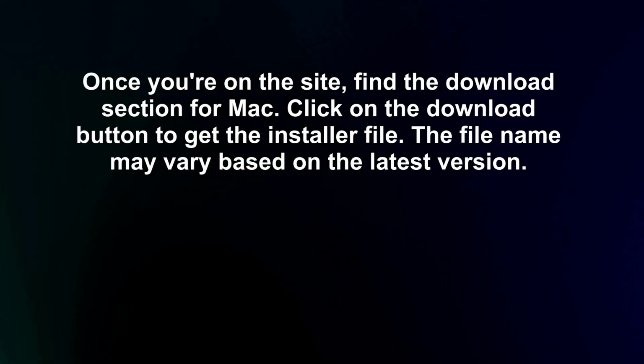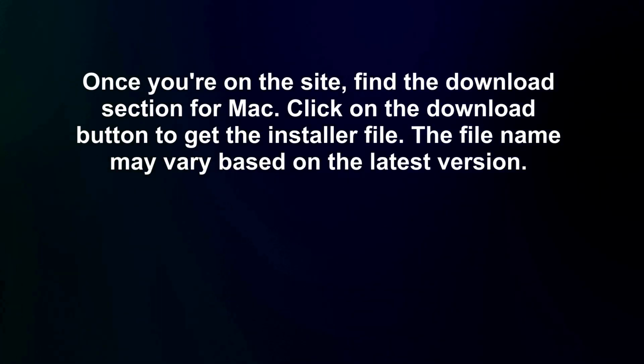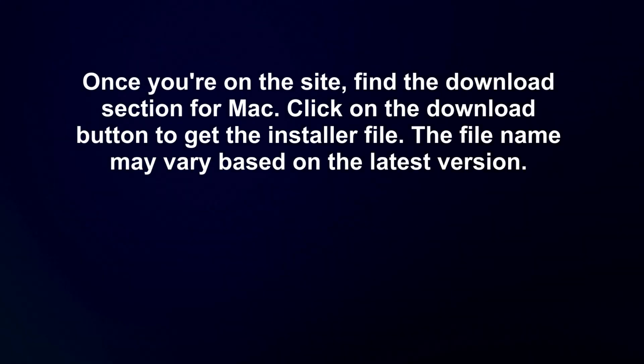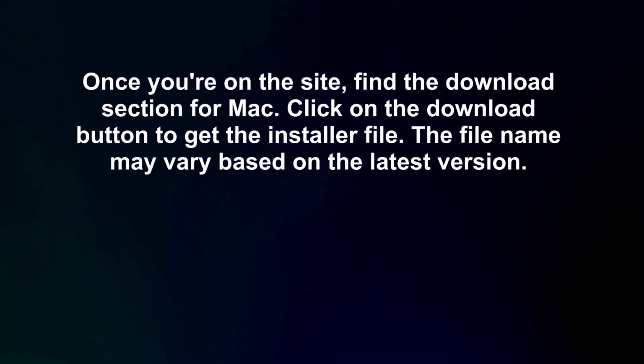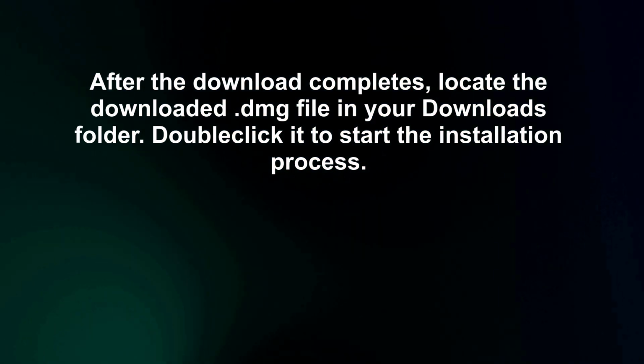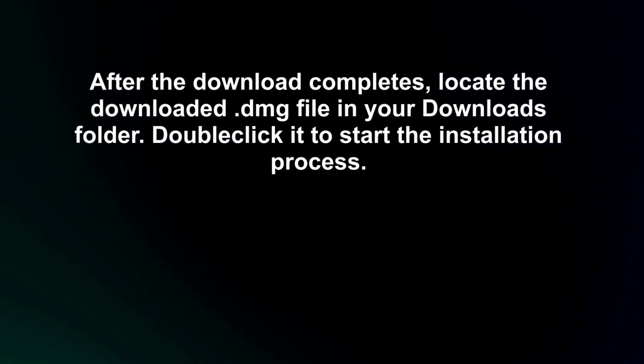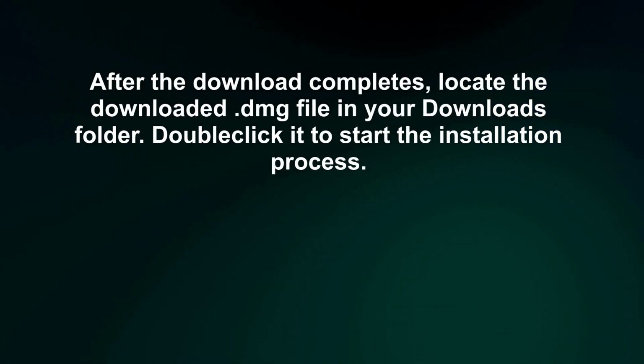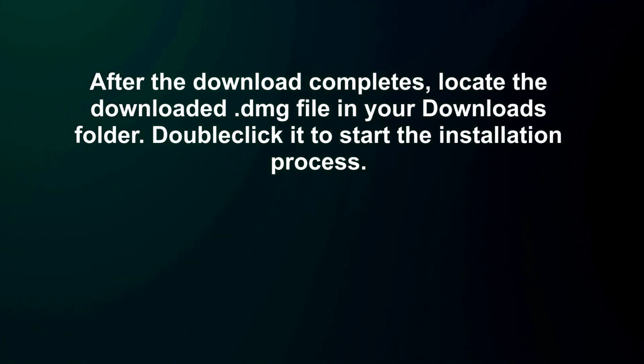Once you're on the site, find the download section for Mac. Click on the download button to get the installer file. The file name may vary based on the latest version. After the download completes, locate the downloaded .dmg file in your downloads folder. Double-click it to start the installation process.